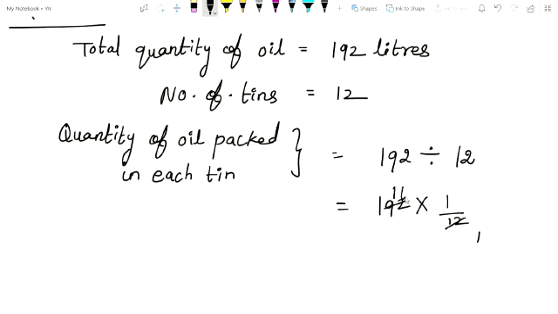16 12s are 192. Suppose you don't know, you can do it step by step. I will do that also. Suppose directly you don't know, we can do like this. 192 by 12. First you divide by 2 table. 6 2s are 12. 9 2s are 18. Remaining 1, 12. 6 2s are 12. Now you divide by 6 table. 6 1s are 6. Here 6 1s are 6. Remaining 3, 36. 6 6s are 36. Now how much did you get?